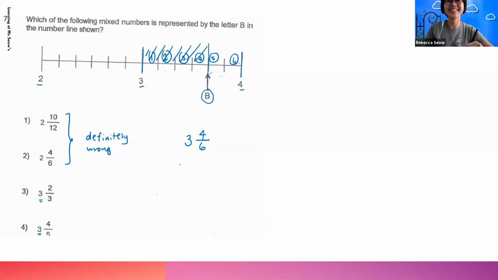So any idea how we're going to get to our answer, since you got 3 and 4/6? Simplify. That's right, thanks. So simplify. We know that 4/6 we can simplify by dividing by 2. So it's 3 and 2/3. So our answer will be option 3. Okay, so how many of you managed to get it? Yep, everyone? Okay, all right. So we'll move on to the next question.